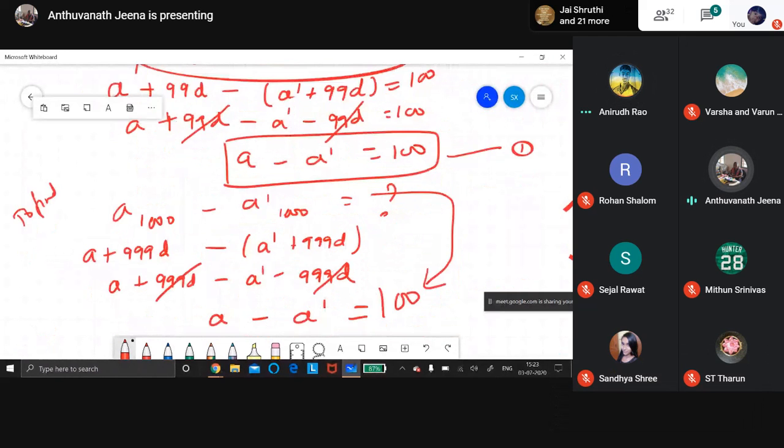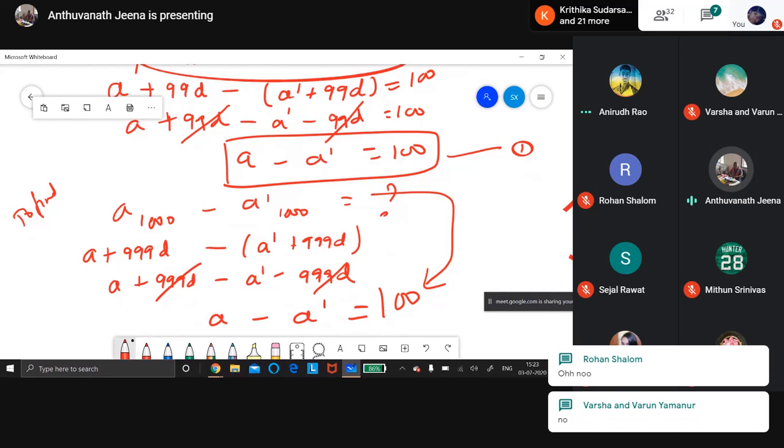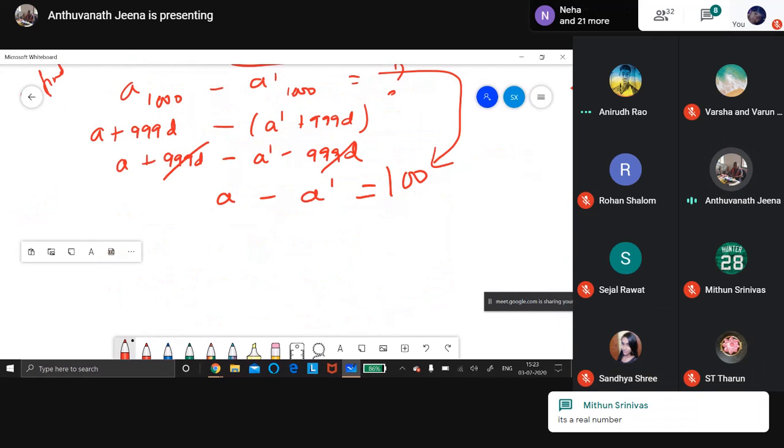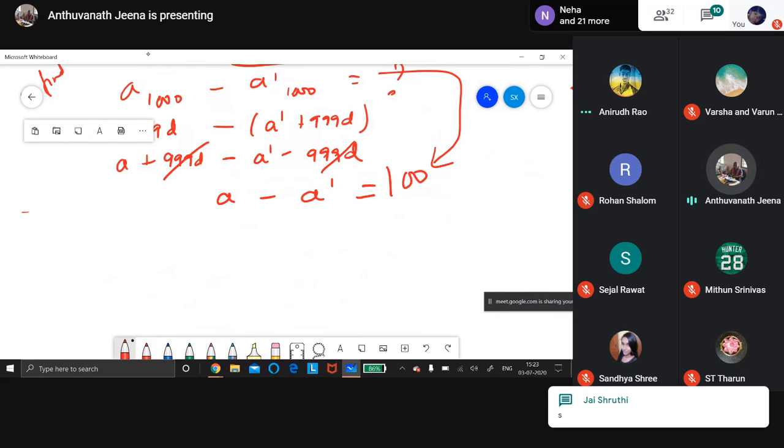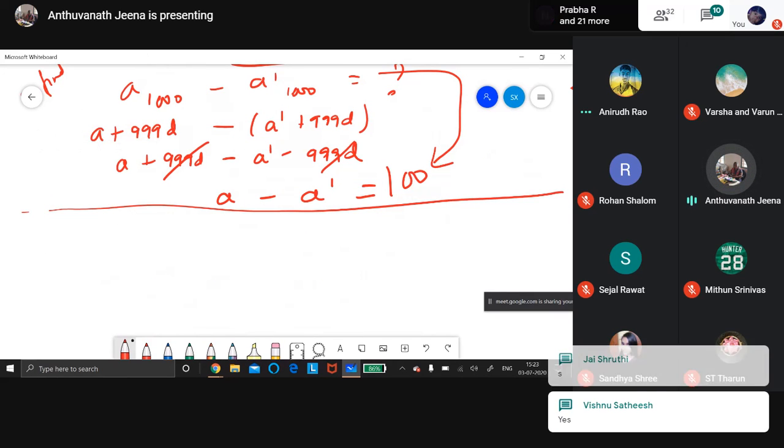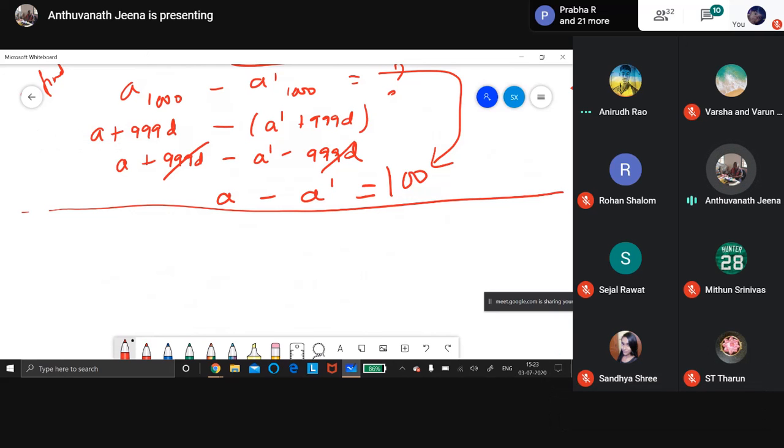Then again go back to the 1000th term. A plus 999D minus A dash plus 999D. Remove the bracket and you get A minus A dash, which is already found to be 100. So practice each sum again. When you start mathematics in the evening after taking rest, that time practice the same sum that was taught.